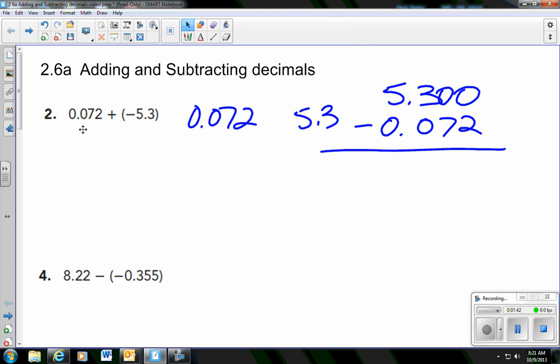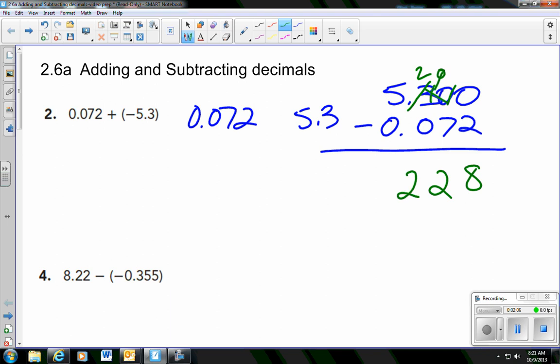Now we do our subtracting. We cannot do 0 minus 2, so we borrow. We can't borrow from the 0 above the 7, so we borrow from the 3. 3 becomes a 2. This 0 becomes a 10. Borrow from the 10 becomes a 9, and that becomes a 10. So 10 minus 2 is 8. 9 minus the 7 is 2. 2 minus 0 is 2. Bring your decimal straight down. 5 minus 0 is 5. So we get 5.228.